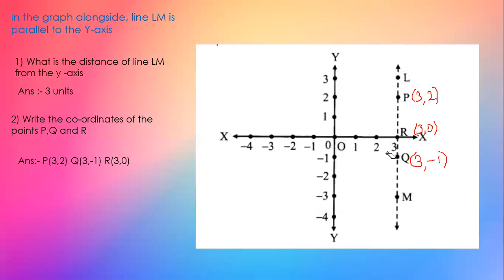So let's see the answers. P (3, 2), we also got the same. Q (3, -1), we also got the same (3, -1). And R (3, 0), and we got here R (3, 0).